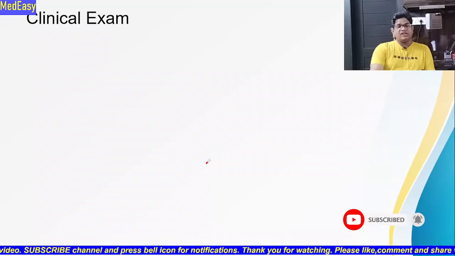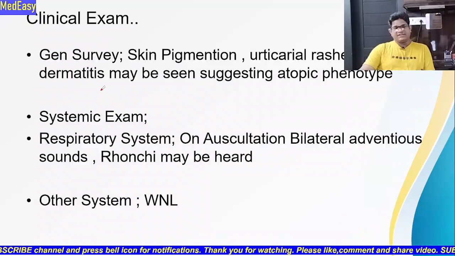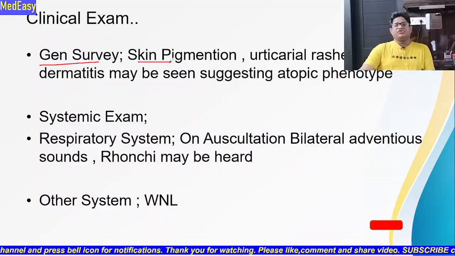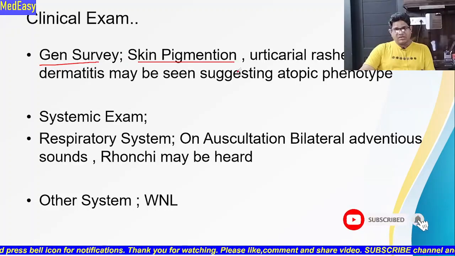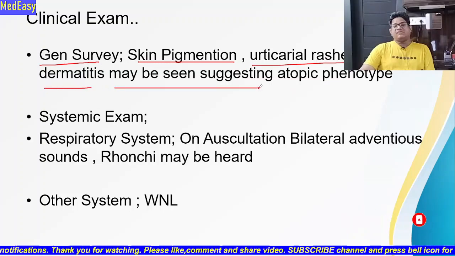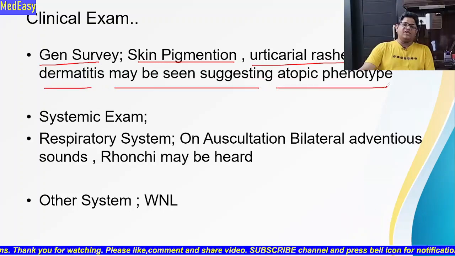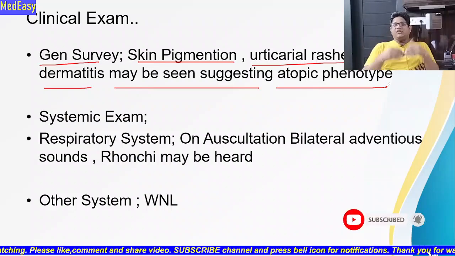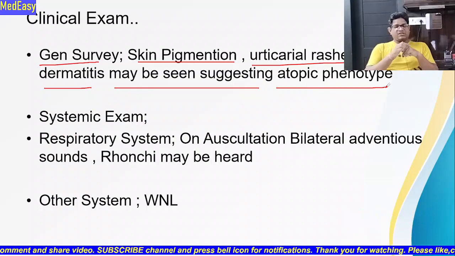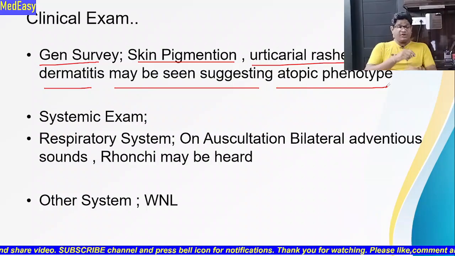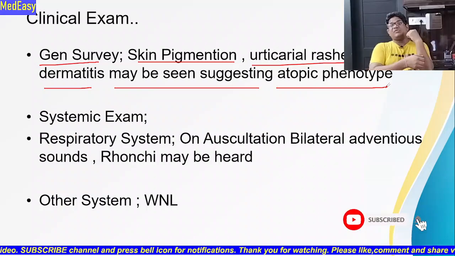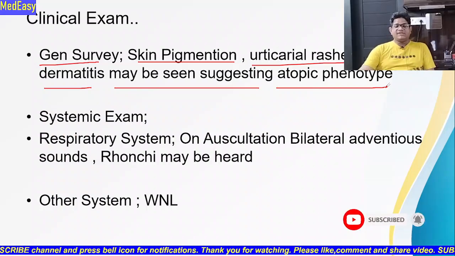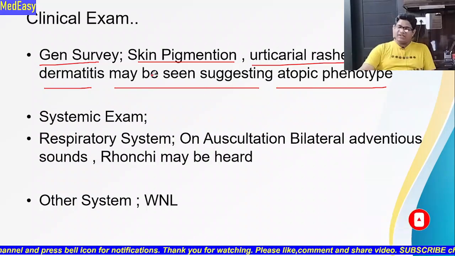So coming to clinical exam, what do we do? Clinical examination obviously starts with the general survey. Usually we can see skin pigmentation, urticarial rashes, and dermatitis that may be seen, which may suggest an atopic phenotype. Asthma with an atopic phenotype, what does it mean? Usually asthma, because of allergy or atopy, has other signs like dermatitis, prominent knuckles, sometimes urticarial rashes, and signs of skin dermatitis especially. So in this patient we can find these findings on general survey.